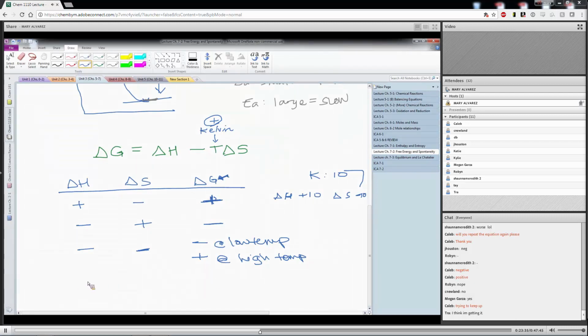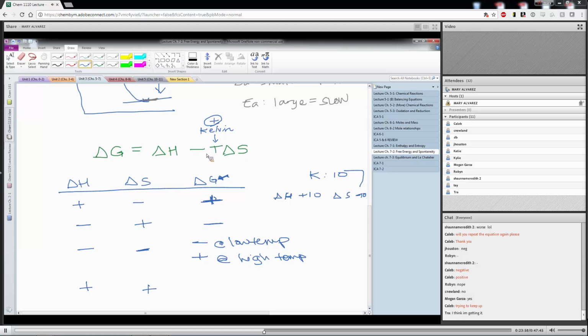So let's do this last one here. Positive delta H, positive delta S. Positive delta H would go here. Positive delta S times the positive temperature gives me a positive value here. Minus a positive is going to turn this into a negative contribution overall.